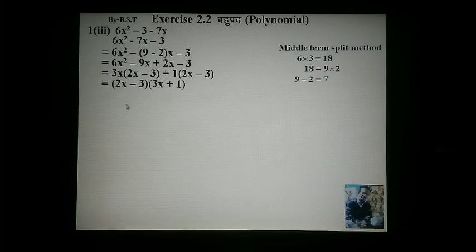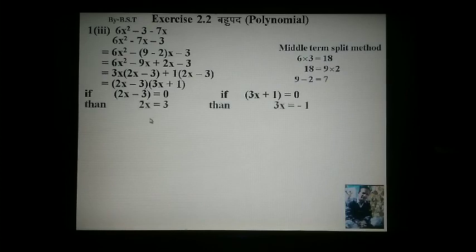If 2x minus 3 is equal to 0 or 3x plus 1 equal to 0, then we get the value of x. 2x equal to 3, so x equal to 3 upon 2. And here 3x equal to minus 1 by transposing, so x equal to minus 1 upon 3. These two are the zeros of the given polynomial.